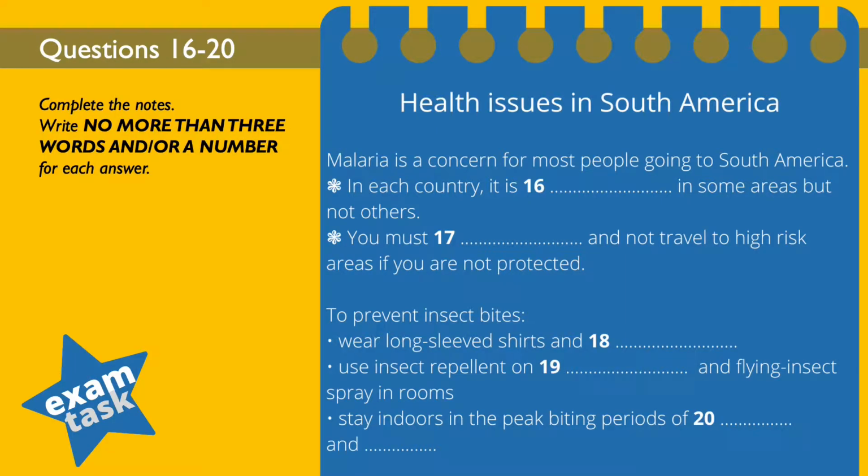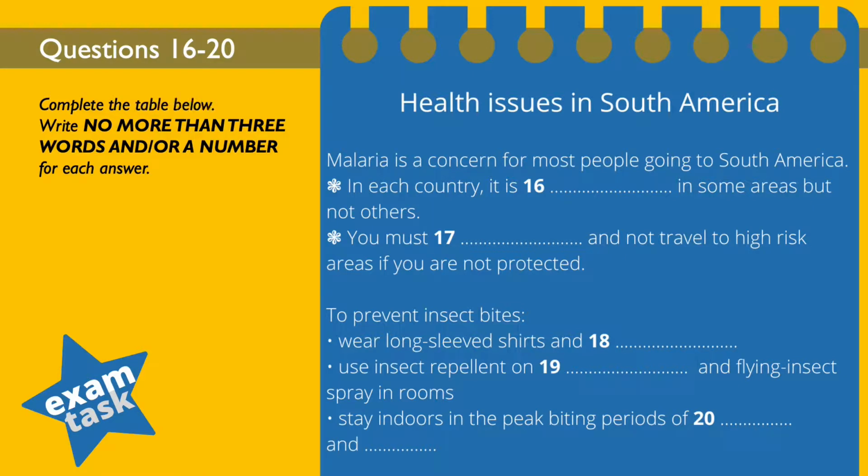So it's time for you to practice on your own. Pause the video and read the sentences and make some predictions about them. Give yourself 30 seconds to do this. Then, when you're ready, press play to listen to the recording. While you listen, write no more than 3 words and/or a number for each answer. Good luck.